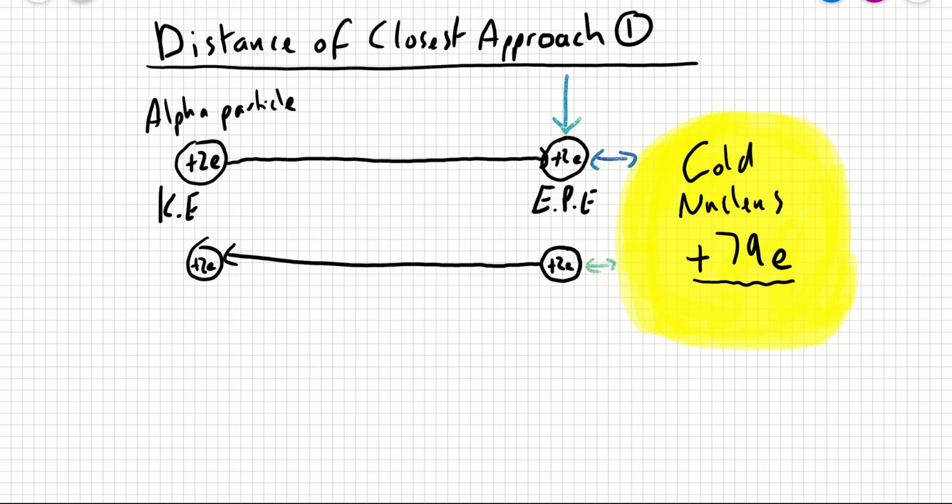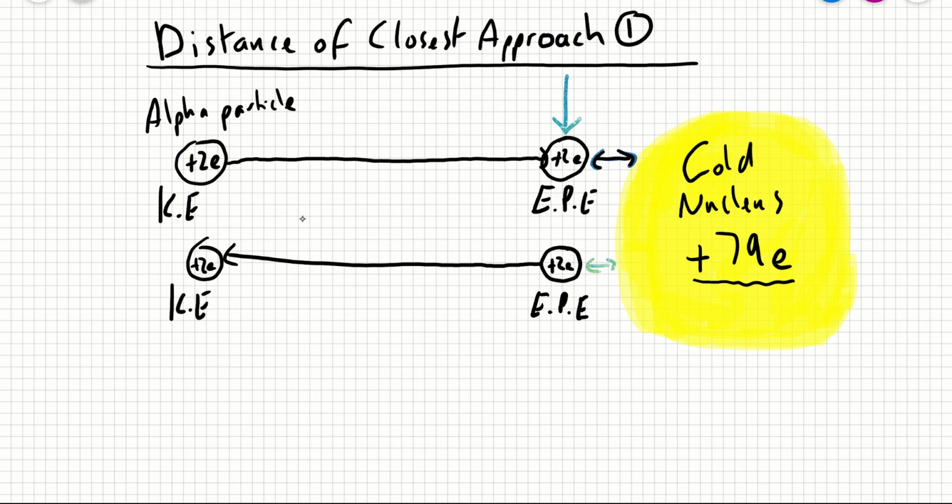Think of this electric field as like a miniature spring almost, and as the particle approaches, it's squashing this field, and you're getting more and more energy stored in this field, and it's called electrostatic potential energy. It then, of course, pushes the alpha particle back, so the electrostatic potential energy, EPE, is changed back into kinetic energy.